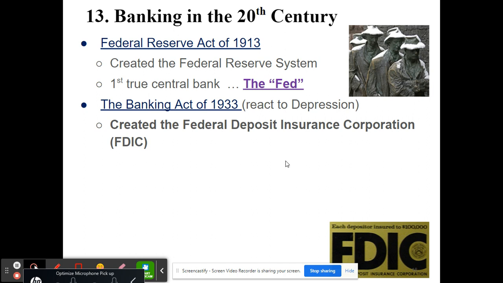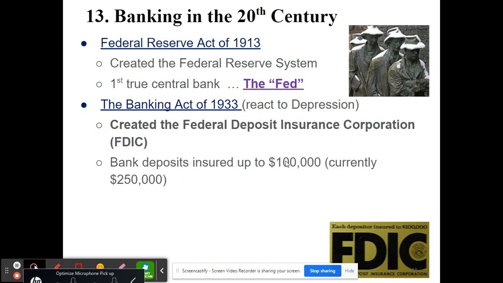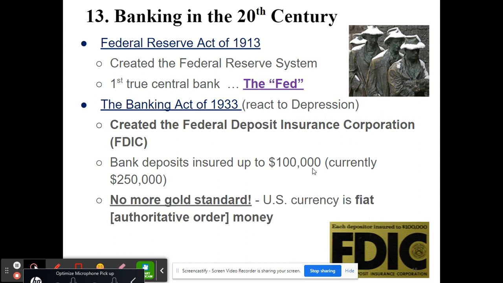That way, every savings account was insured by the federal government. At first, it's up to $100,000. Now it's currently $250,000 for each depositor. So they don't insure all of your money, but they insure a big hunk of it.